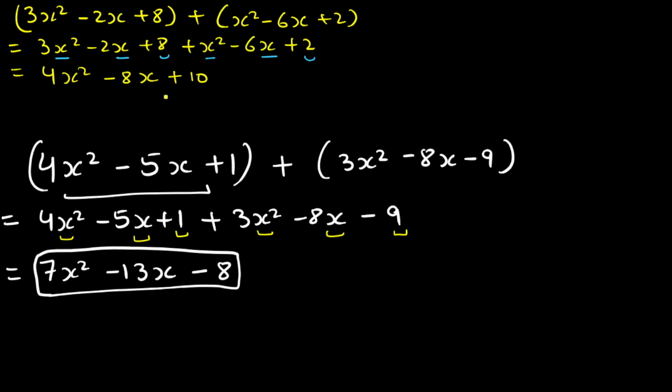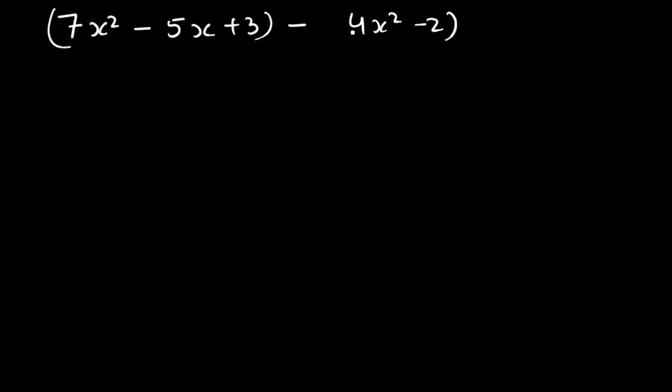I hope you were able to do it. And let's try two more problems, and they will be subtraction of polynomials. It is similar to one we just did. So let's say we have 7x squared minus 5x plus 3. This is the first parenthesis. Then since we are doing subtraction, next we have 4x squared minus 2.